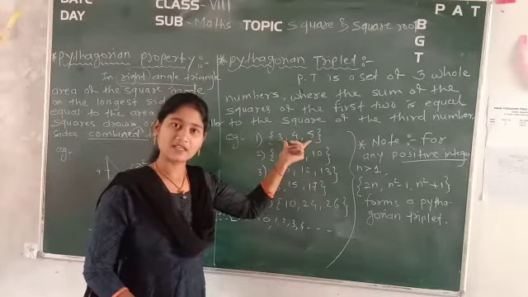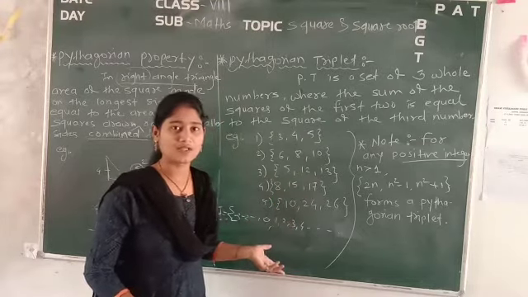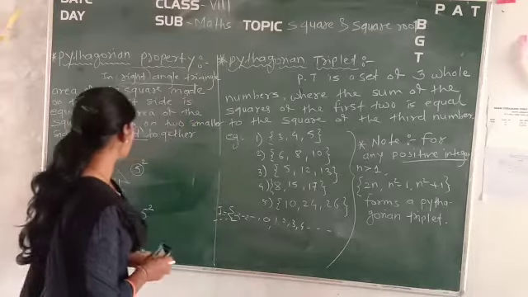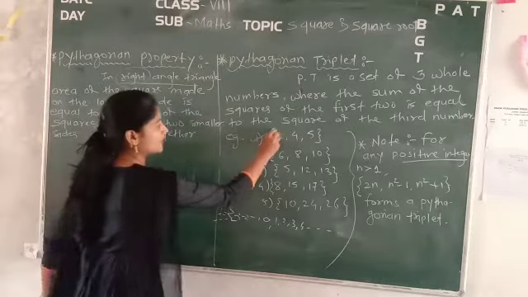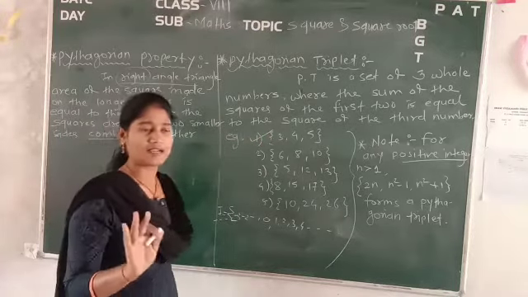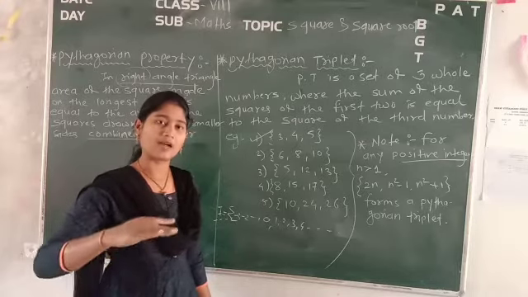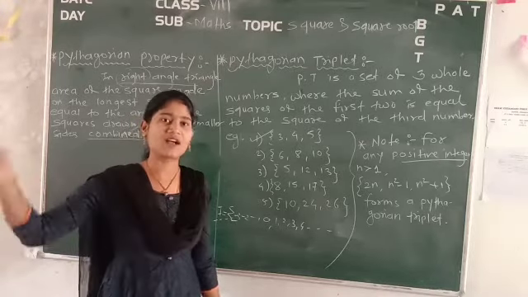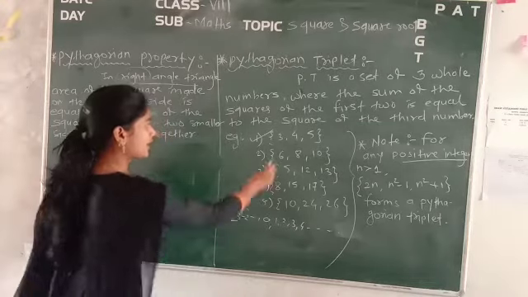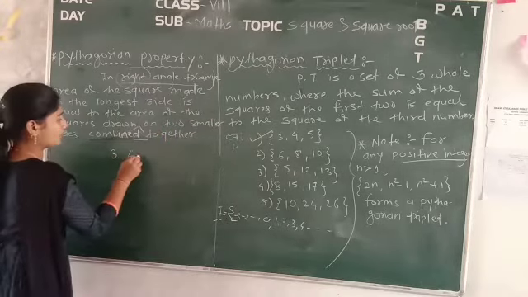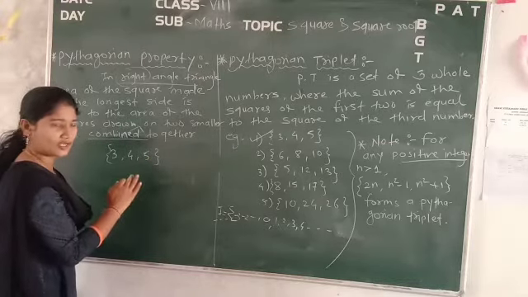Now if this is the smallest, how will we find out more Pythagorean triplets? See, I'll explain here. Take this first Pythagorean triplet. At least you have to learn the first Pythagorean triplet, that is 3, 4, 5. Apart from this one, now you can find the infinite Pythagorean triplets. But how? Take this first set, 3, 4, 5.